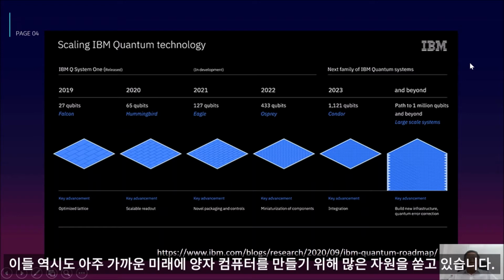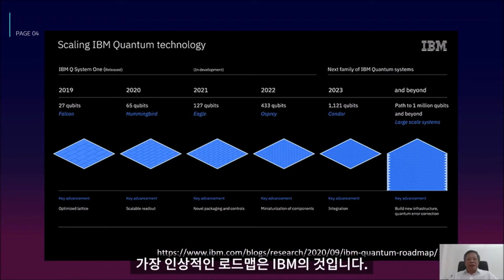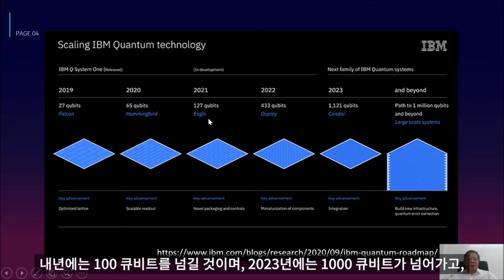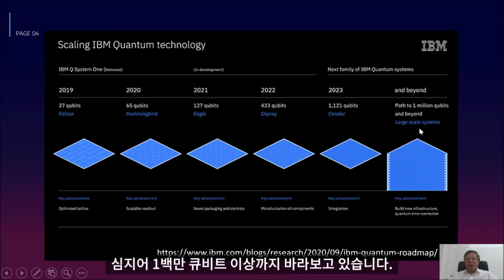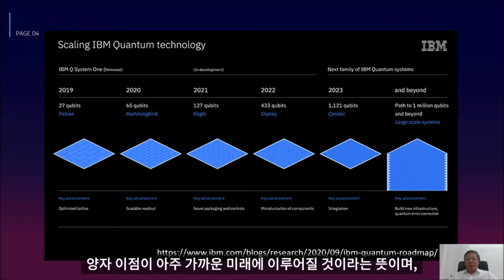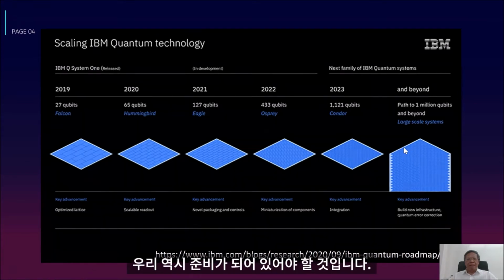The most impressive roadmap was marked out by IBM. They are not only creating the 65-qubit universal quantum computer this year, they also claim that next year it will be beyond 100 qubits. In 2023, they will have more than 1,000 qubits, and even up to 1 million qubits. If this roadmap can become true, then that also means quantum advantage is very soon. We need to be ready for that.